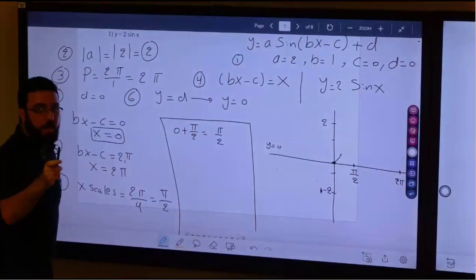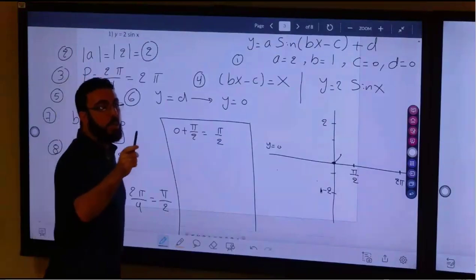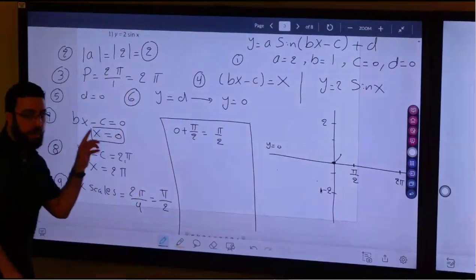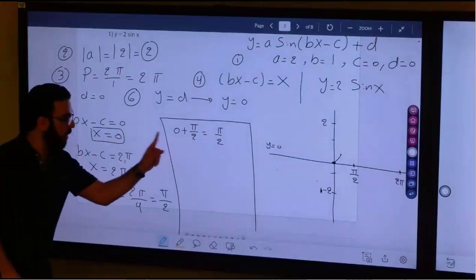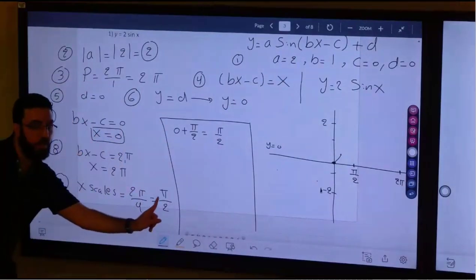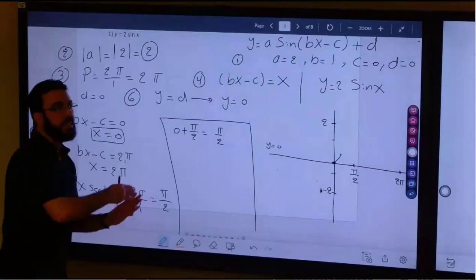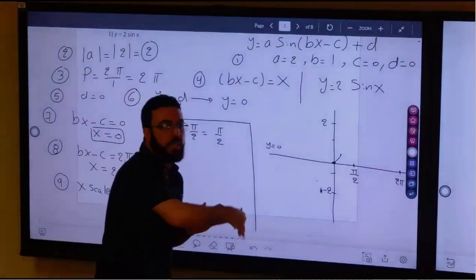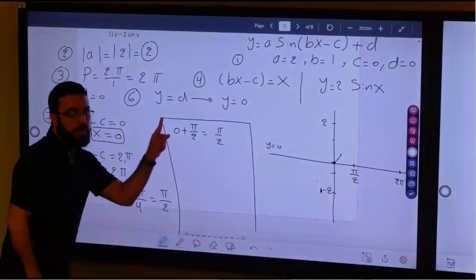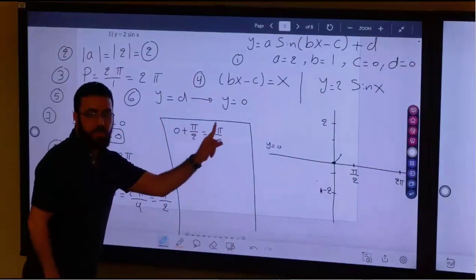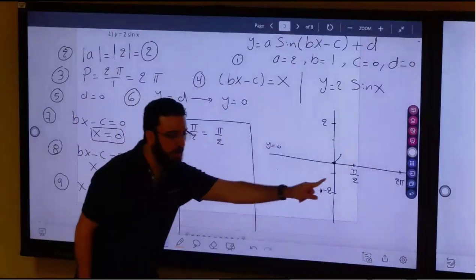Yeah, I was thinking 2 pi. Now, wait. Where is the initial point? On these steps, how much is the initial point? 0. Here is the 0. How much is the x-scale? Pi over 2. So the x-scale is the distance between the points. The first point is 0. I'm going to add the x-scale. Here's my first point, which is pi over 2.